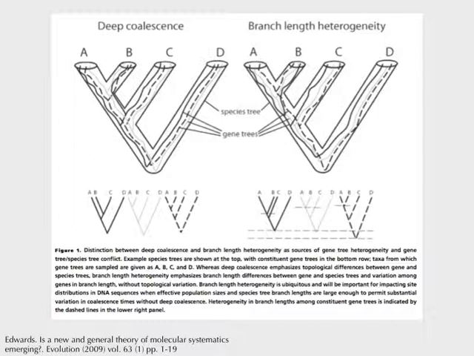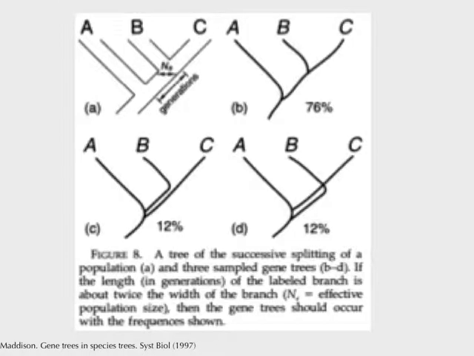What is the goal of this? To infer a phylogenetic tree. That's right, that's what we want. Why is this relevant for that? We want to get the right tree, and this is stuff that can make us get the wrong tree. That bothers us a lot.